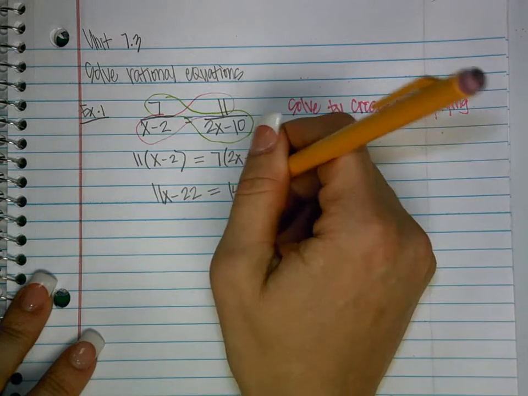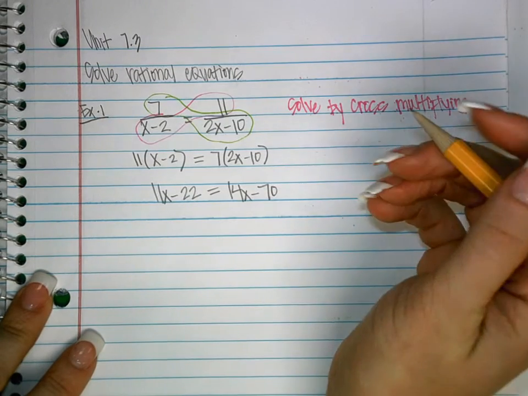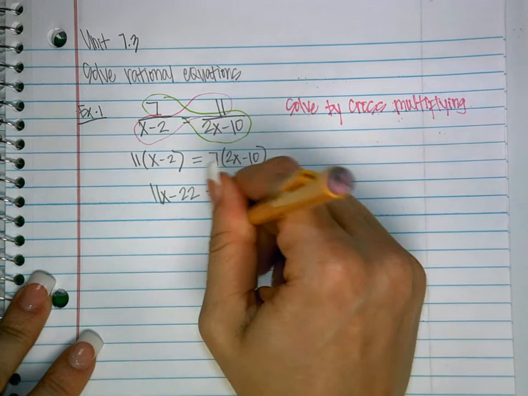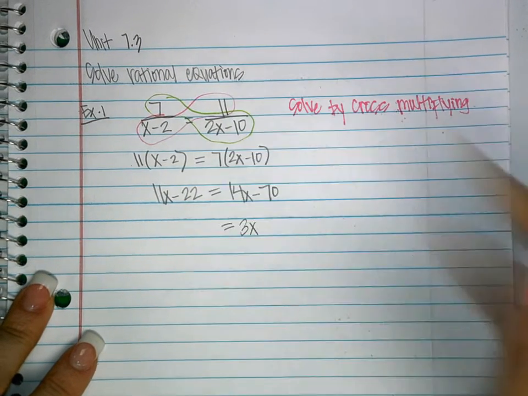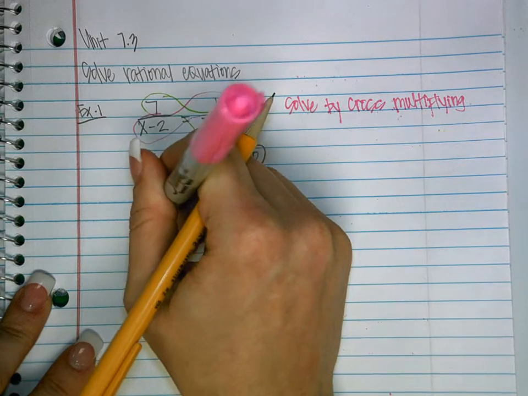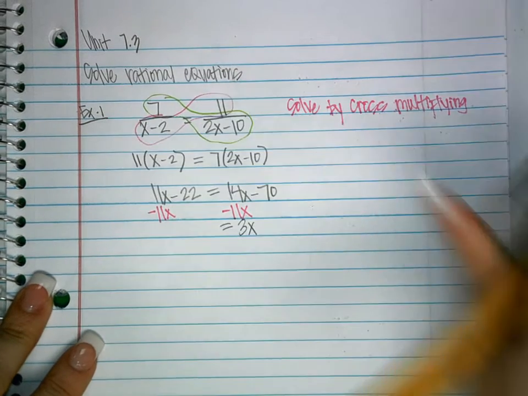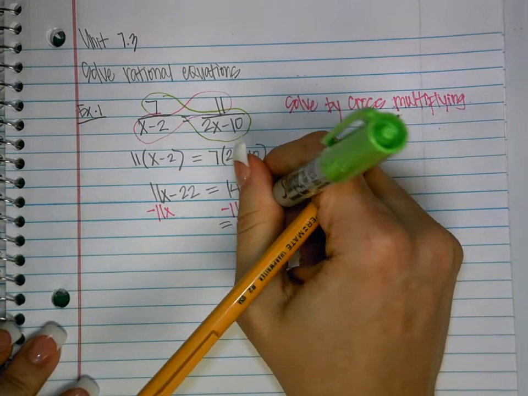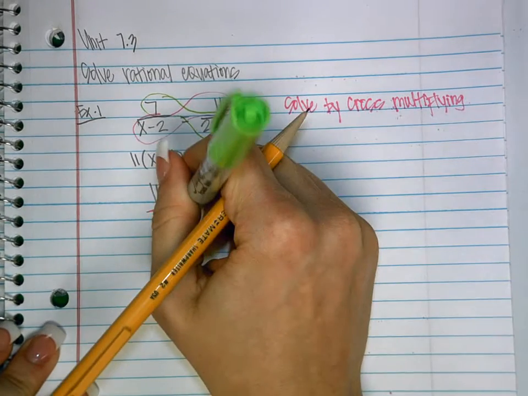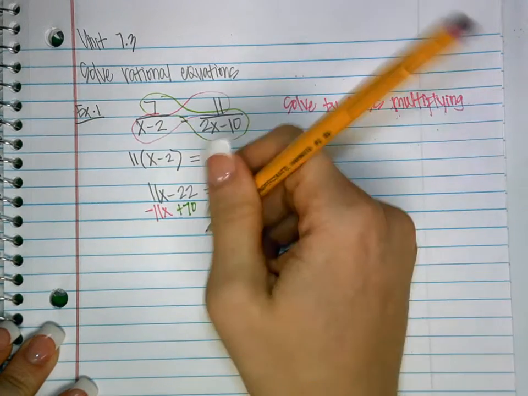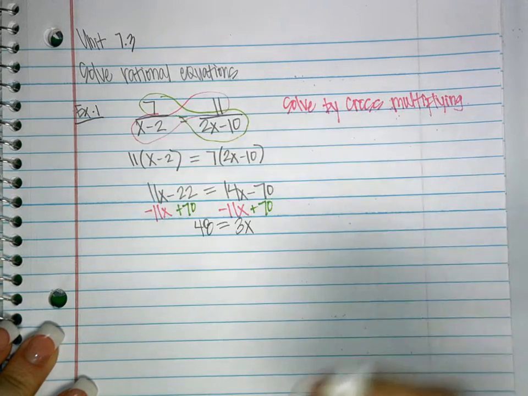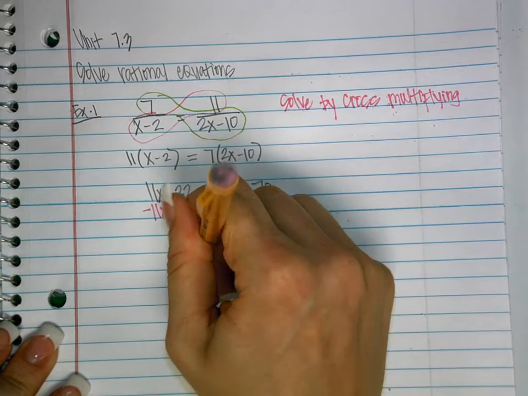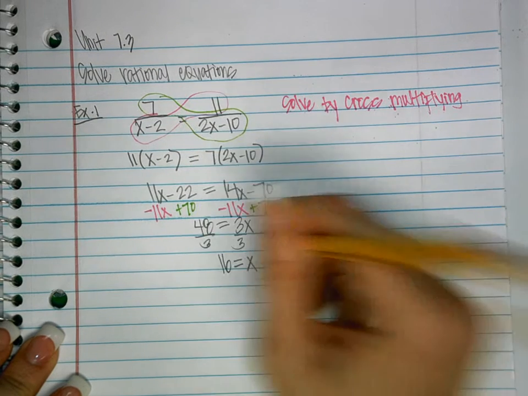It doesn't really matter which side you move the letters to. Let's move it to the right, that would equal 3x. I subtracted 11x from both sides, and we're going to add 70 to move it to the opposite side. You add 70, that gives us 48 equals 3x. To get x by itself, divide both sides by 3, and we get 16 equals x.